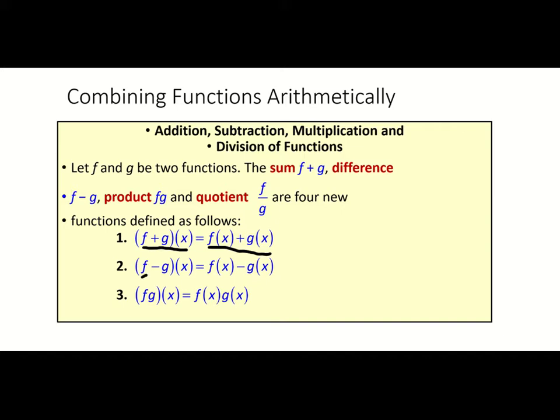F minus g of x, again, subtracting the two functions. The one thing to pay attention to here is the function that you subtract. You always got to put parentheses around it so you can distribute that negative sign. F times g of x, we're multiplying the two together. And again, sometimes there's not much multiplying we can do. We can just write the two times each other.